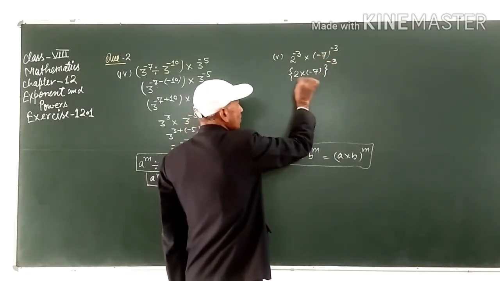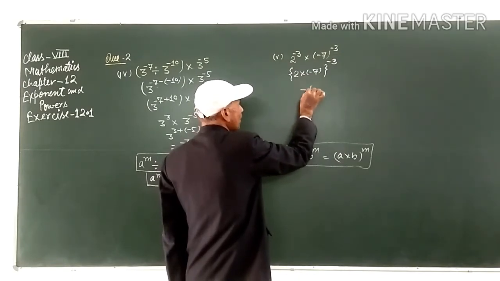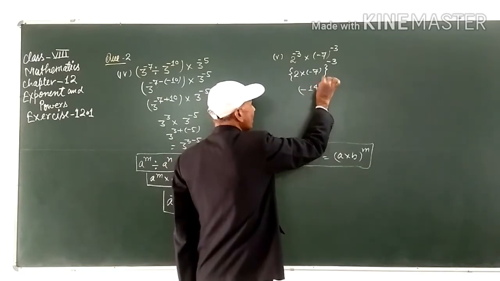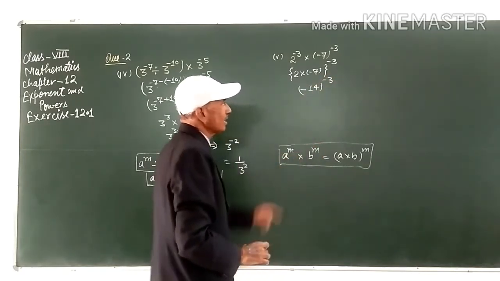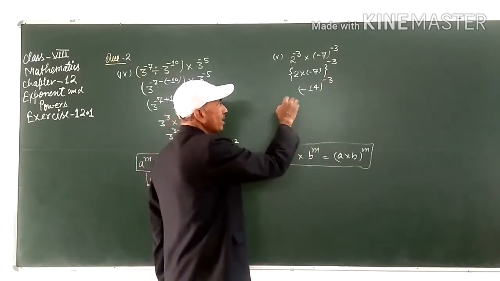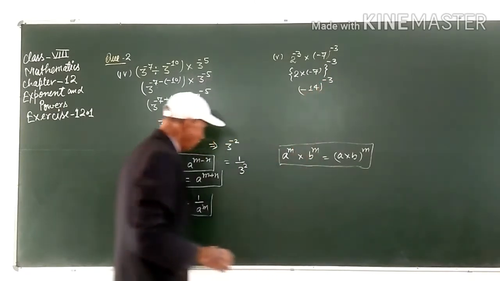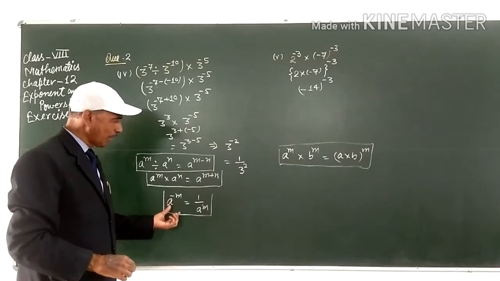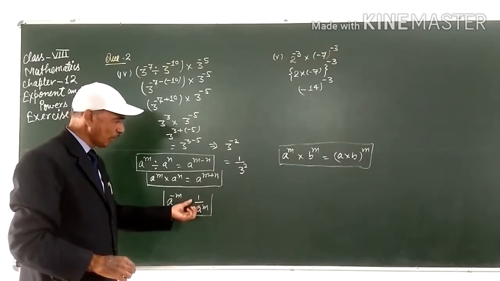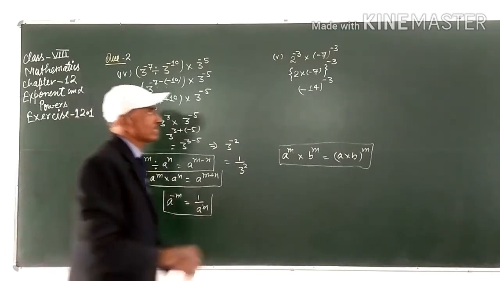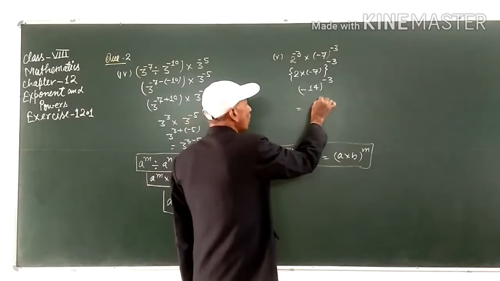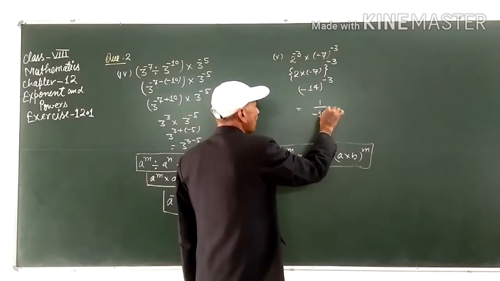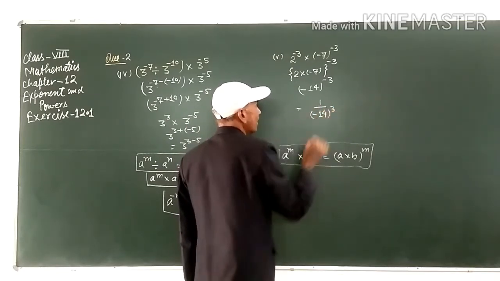So, 2 7s are 14, this one will be minus 14 to the power minus 3. Exponent is negative here, students. So to make this exponent positive, we have to remember this rule, that is a to the power minus m is equal to 1 upon a to the power plus m. So it will be 1 upon minus 14 to the power 3.